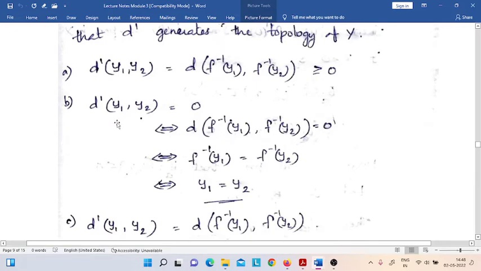Next, the second condition. Here we want to show that D prime of y1, y2 is equal to D prime of y2, y1.